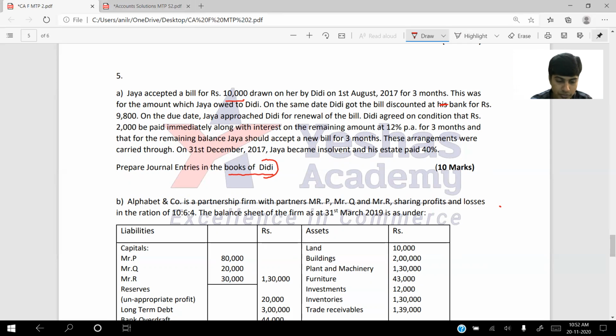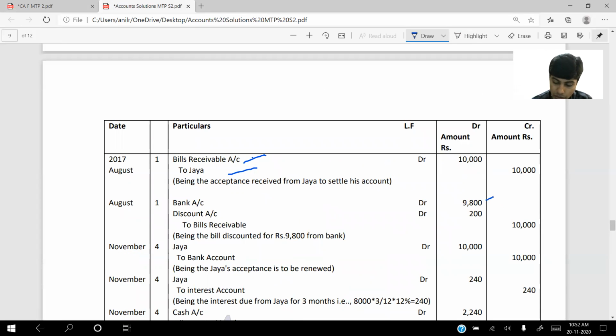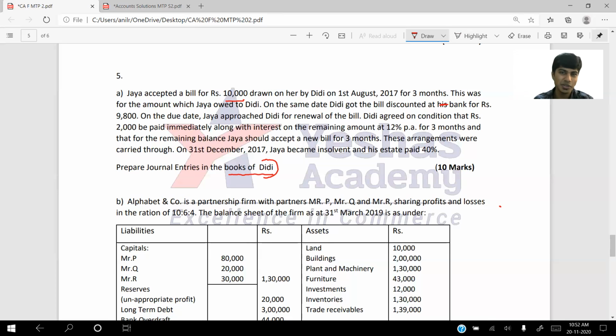Have a look. Bank account debit 9,800, discount account debit 200, bills receivable account 10,000. Perfect. Dates you can just write it. And narration, the same thing, you'll write it with the word being in it because you're a Salman Khan fan. That would serve the purpose.